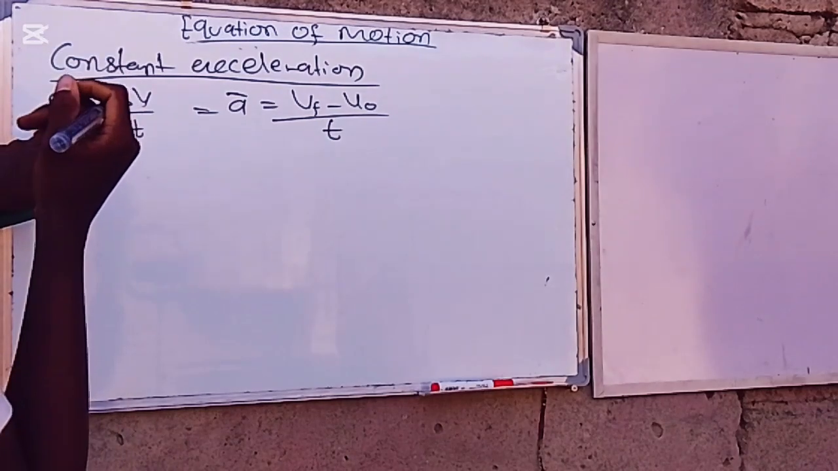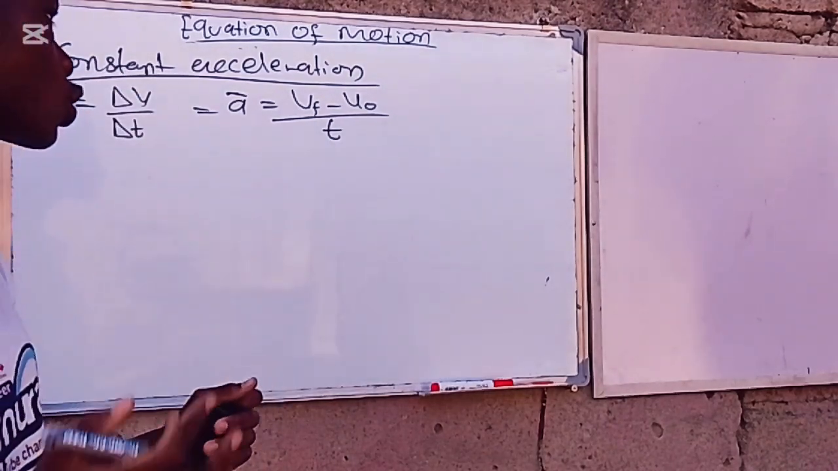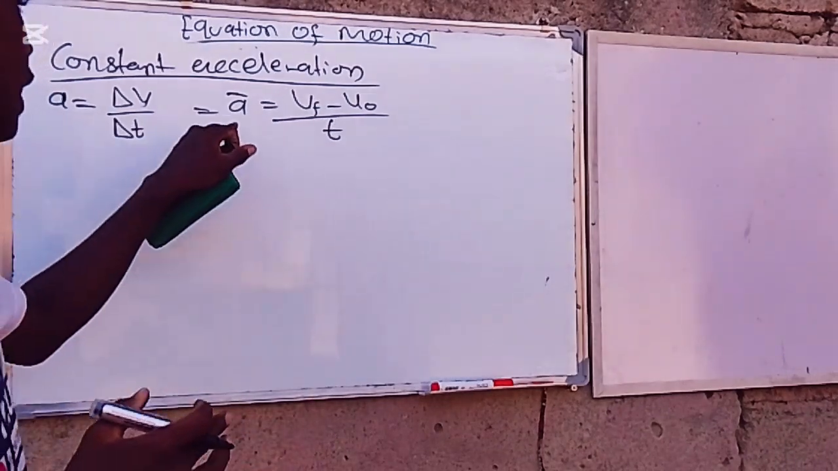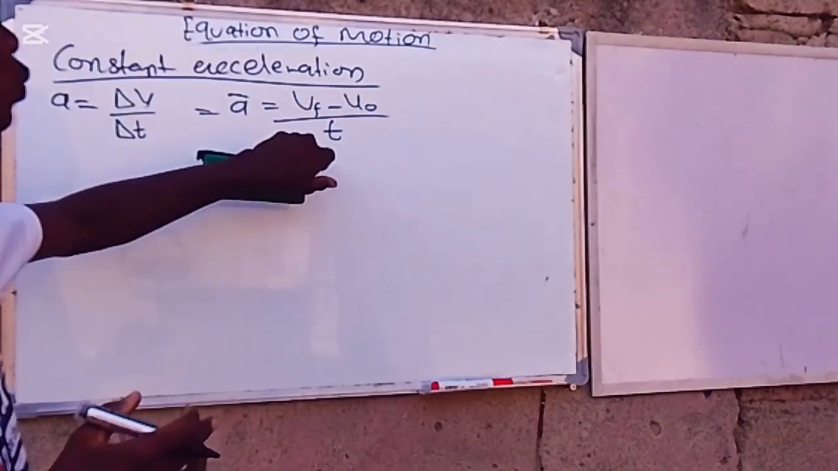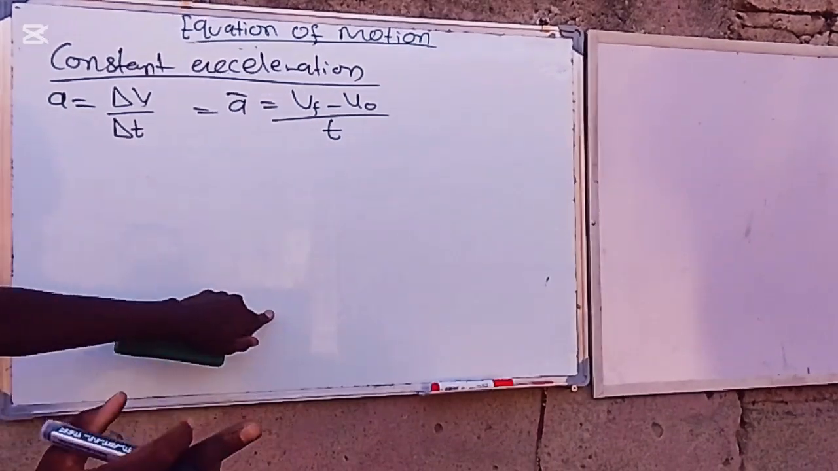This is instantaneous acceleration, which is change in velocity. As we all know, acceleration is a change in velocity over time. And therefore the average acceleration is the final velocity minus the initial divided by the value of time.